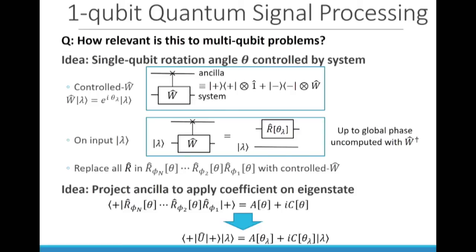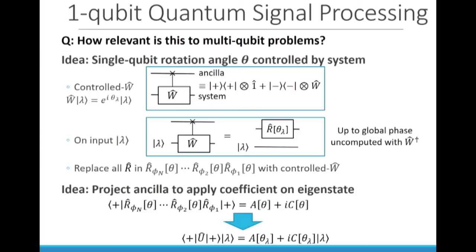So now let's replace all of those rotations about the x-axis by this controlled W rotation. And now we find that if you feed in an eigenstate, the single qubit processor, if you apply it to the plus state in the ancilla and project on the plus state, amounts to applying a function on the eigenstate lambda. So this is like changing the coefficients of lambda. And the value of this coefficient depends on the eigenphase of lambda. So now you can kind of see how maybe this could be used to perform eigenphase transformations. We can choose the real and imaginary components of this coefficient to perhaps match a complex phase factor that depends on the rotation angle theta.